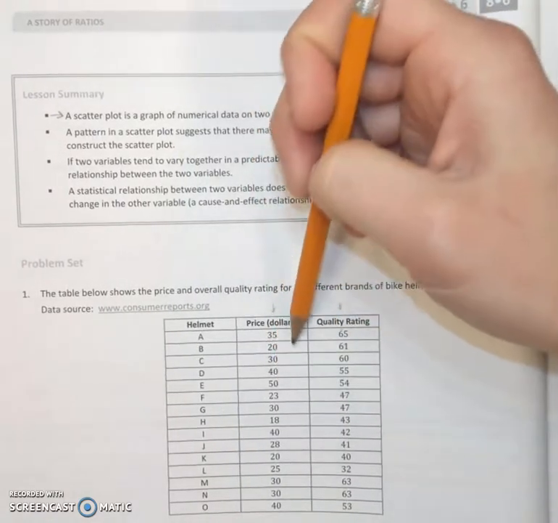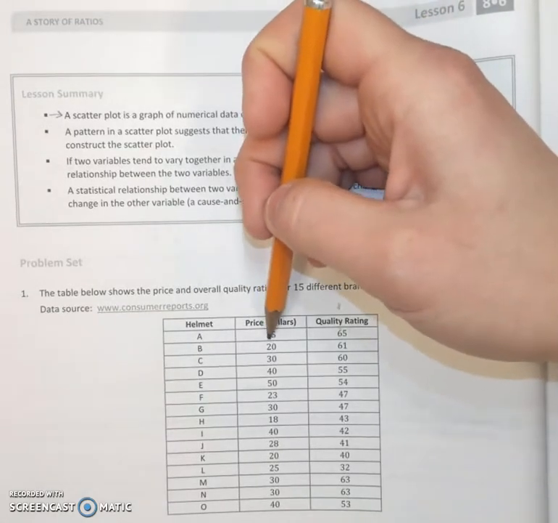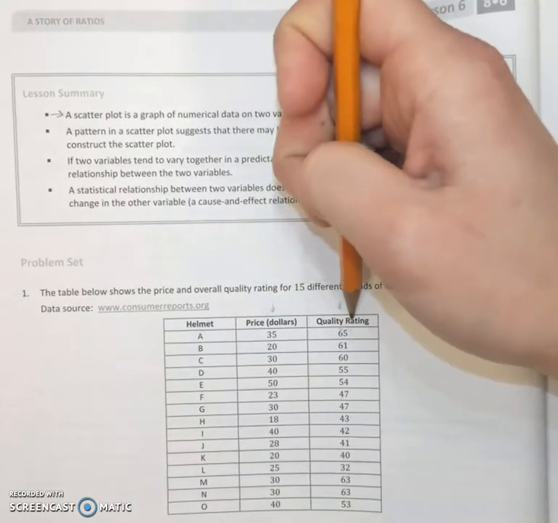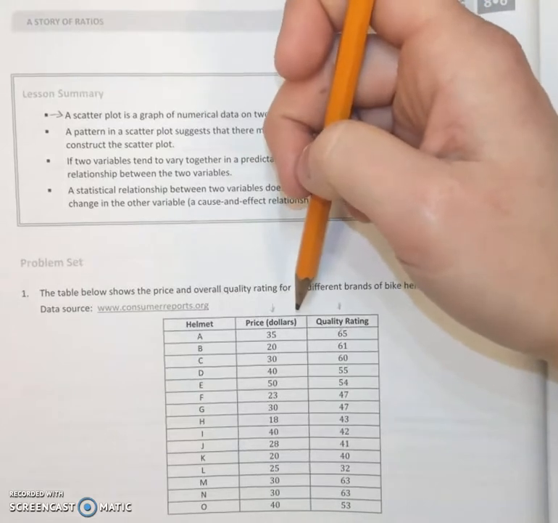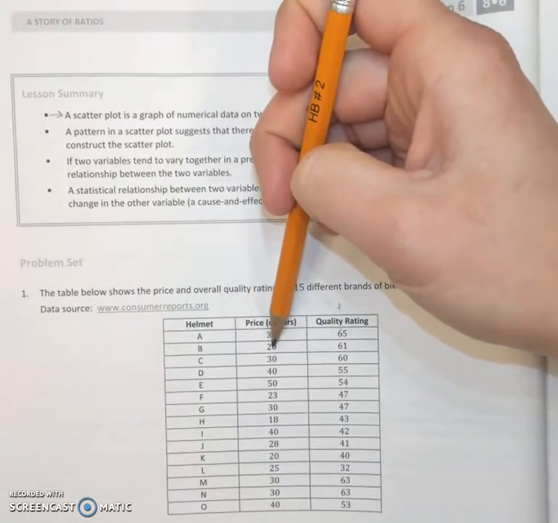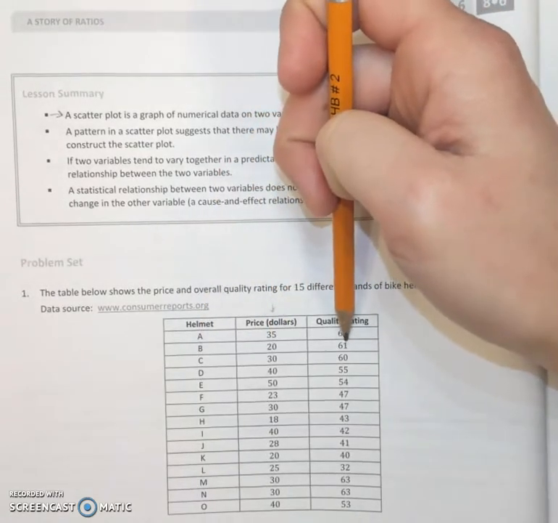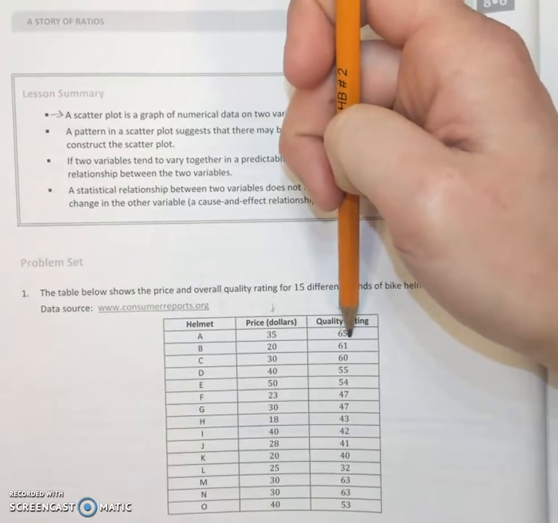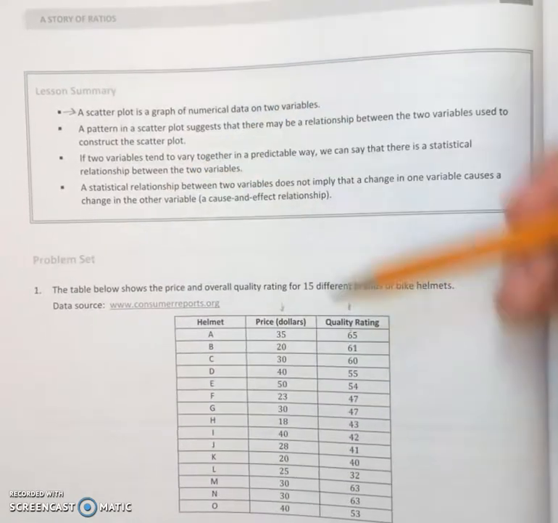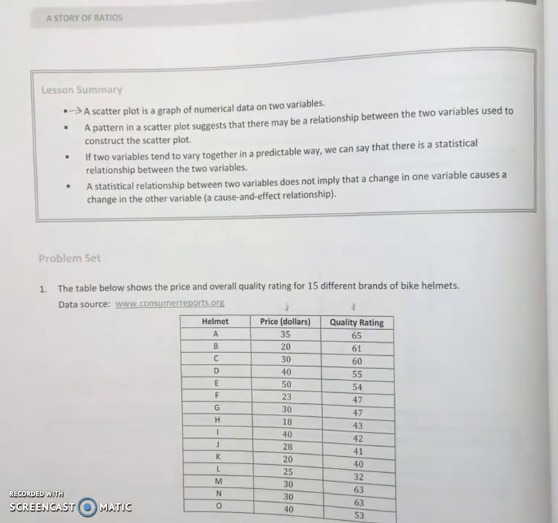This is really cool stuff to know because in theory, as your price goes up, your quality rating should go up. You've probably heard you get what you pay for. So if you look at this, here you could get helmet B and save $15, and it's only four points lower than helmet A. So just kind of put in perspective what you would use something like this for, scatter plots.